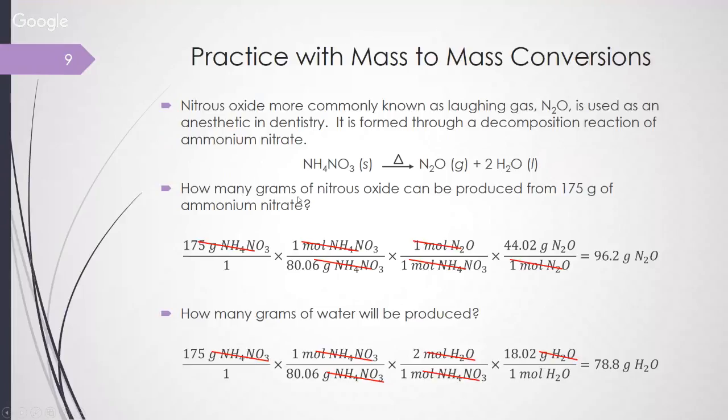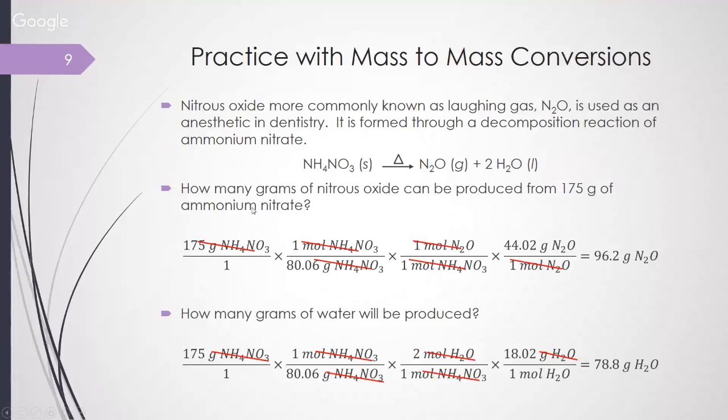So how many grams of nitrous oxide can be produced from 175 grams of ammonium nitrate? There are 2 different molar masses that have to be calculated: one of our given thing that we're interested in, and the other of the thing that we want to find. So we have our given information and we have the information that we want to find.